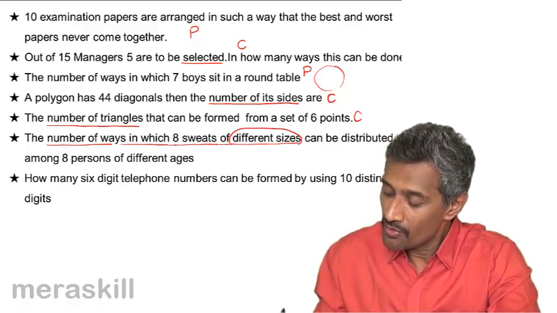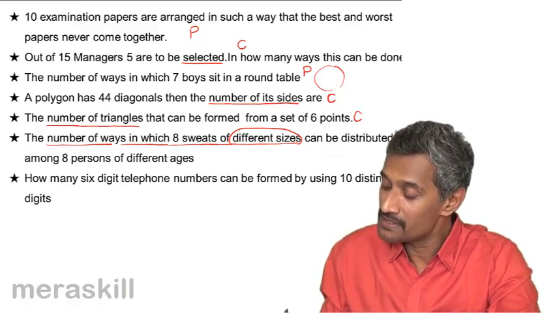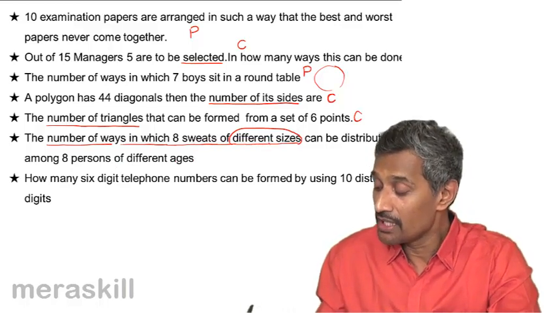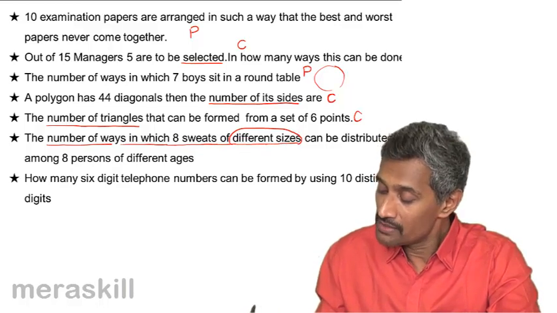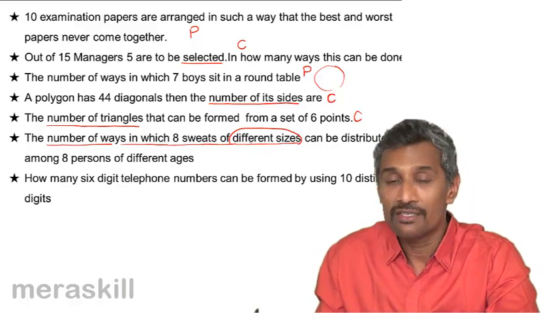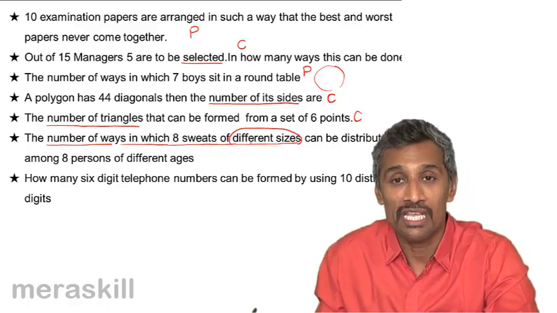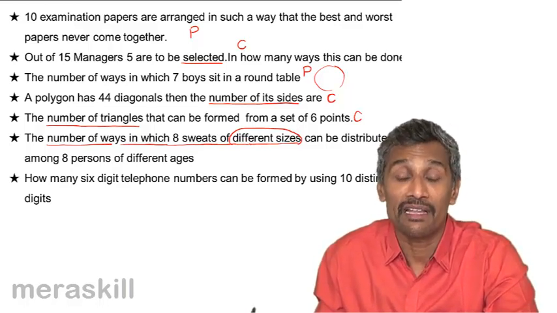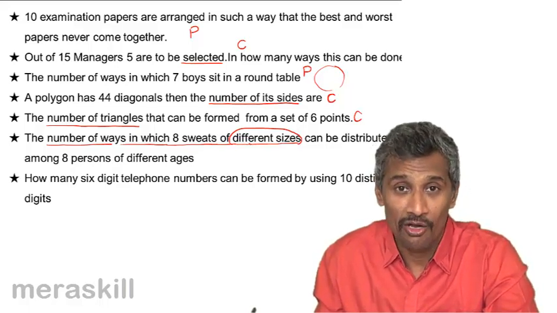So we have a case wherein 8 sweets of different sizes can be distributed among 8 persons of different ages. Now here the sizes, you're selecting them. So this would be one, maybe you're picking up one and giving, out of the 8, you're giving the smallest one to A, the other one to B, and the third one to C. Or you could change the order in which you're selecting the sweets and giving. So a different person gets a different size of the sweet.